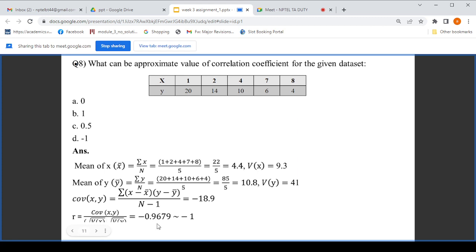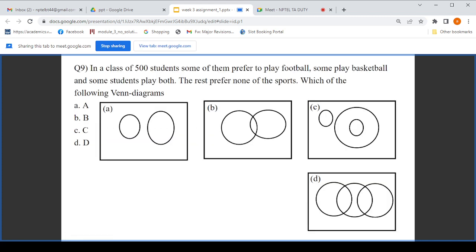So the value comes as minus 0.9679, which can also be approximated as minus 1. So the correct answer is D. Now moving to the next question.